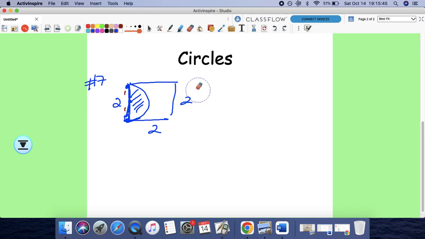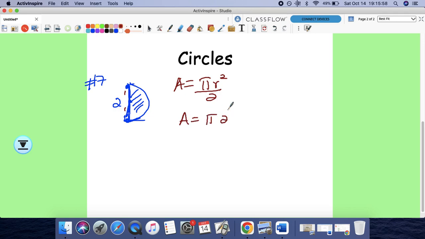I can even erase everything because I don't need this anymore. So we want the area of that. So its area equals pi r squared, but we're going to divide that by 2 because it's a semicircle. So area equals pi, 2 to the second power. Sorry, not 2. The radius is 1. 1 to the second power over 2. So we get pi. 1 to the second power is 1 times pi is just pi. So pi over 2. So is there pi over 2 there?